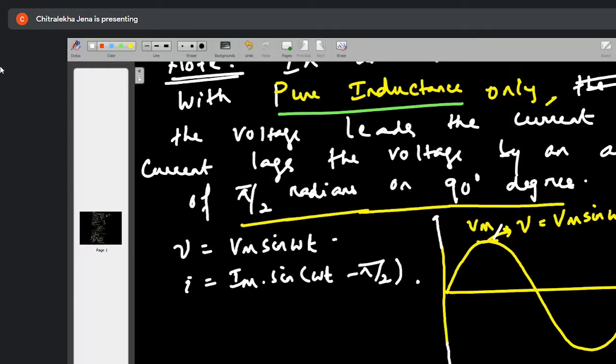Yes, tell me. Where will we start? I have told you in the phase difference, in which case you will take lagging and in which case you will take leading. Minus pi by 2.